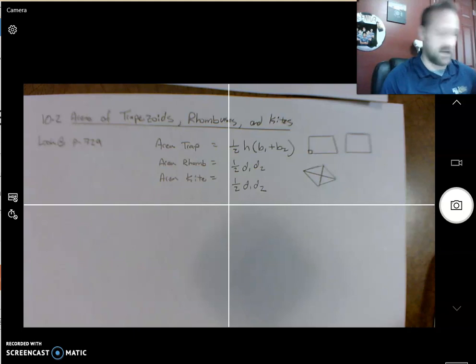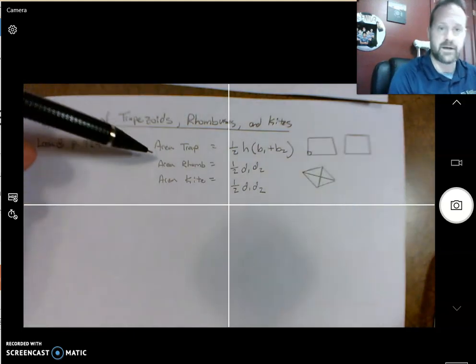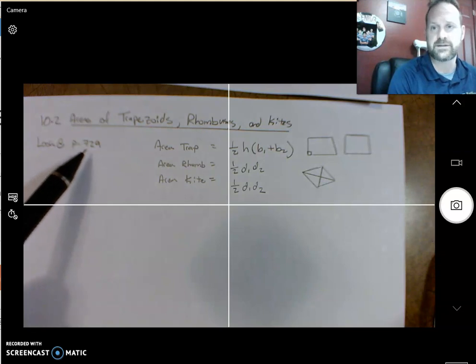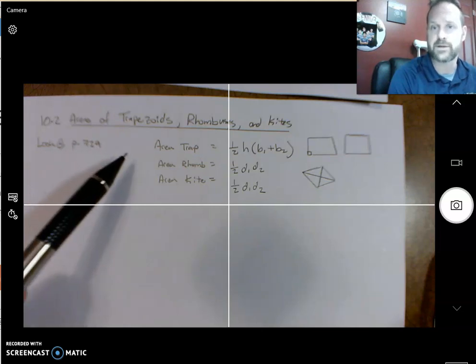Okay, so we've got trapezoids, rhombuses, and kites. I want you to take a look at page 729. You can pause the video and take a quick look. This is fun stuff. You don't have to do anything, just have a look at it. This is a simple construction of how these formulas came about.